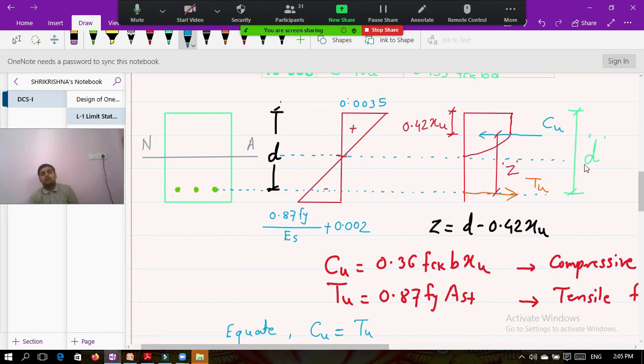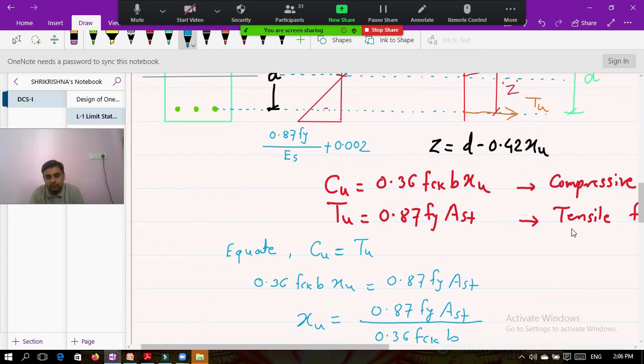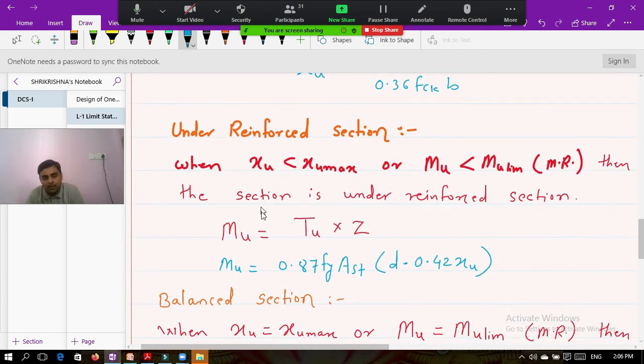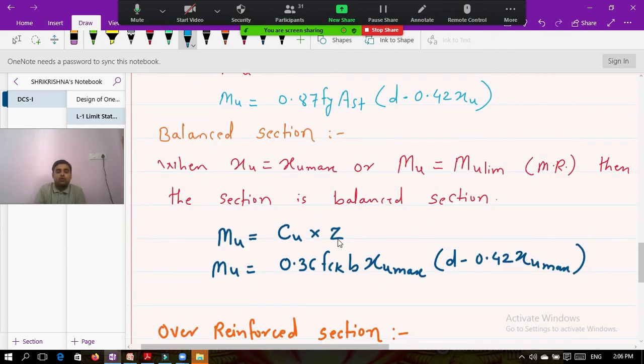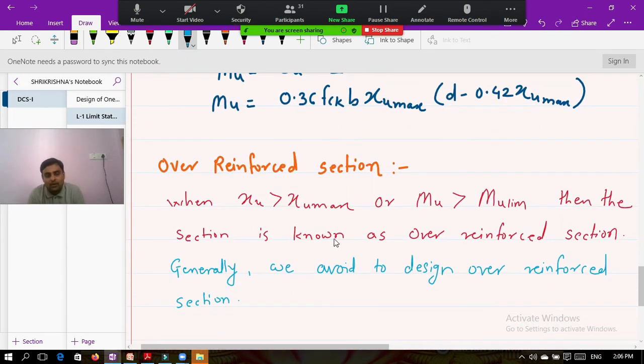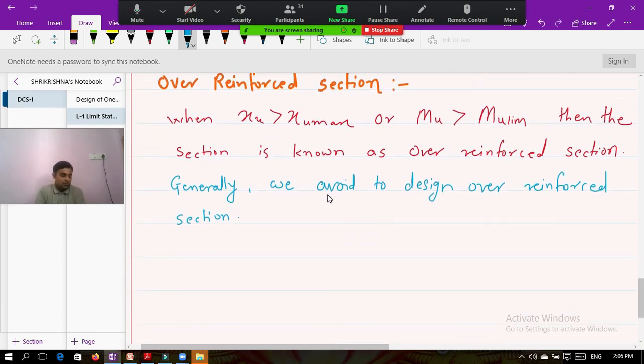CU, TU, Z, d, 0.52 XU, this strain 0.0035. This is the combined axial and bending maximum strain. So what is CU's formula? TU's formula. And after that we have seen what is under reinforced section, and the formula for under reinforced section, TU into Z, and then the balanced section formula, and the over reinforced section. Generally we avoid designing over reinforced sections.